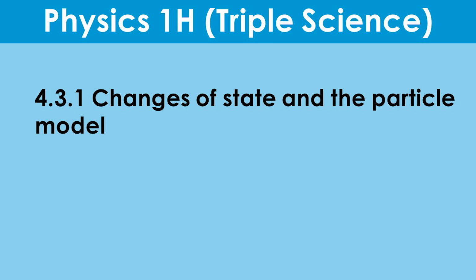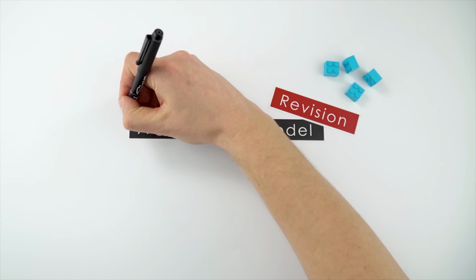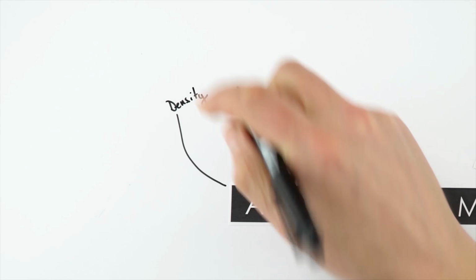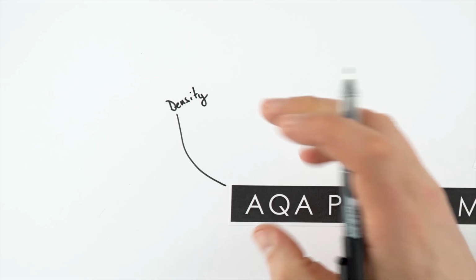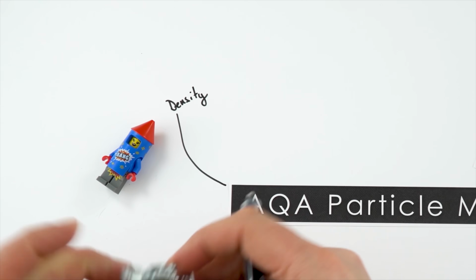So this video is revision of the particle model, which is something that we use in physics to explain the world around us. Now, the first thing we're going to consider is something called density. Now, density is basically a measure of how much stuff there is in a given volume. So perhaps we have two things which have the same volume.